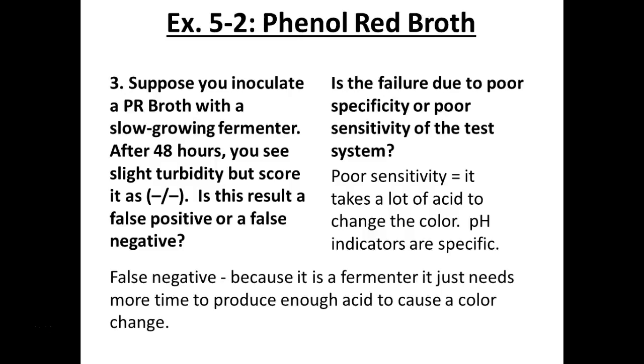So what if you inoculate a slow-growing fermenter? So I'm telling you he ferments, right? But you come back and the tube is still orange and there's no gas. So you code it minus minus. That's a false negative, right? It's a sensitivity issue too, right? Because if he's growing slow, what is he also producing slow? Acid, right? And you've got to have enough acid to get that color change.